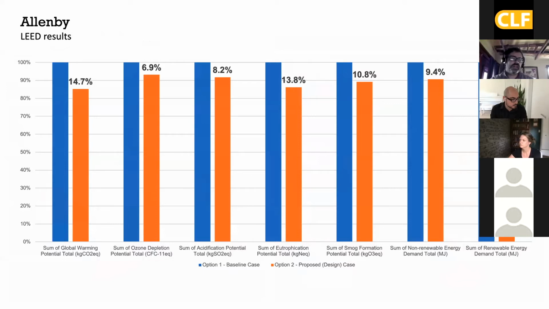This is ultimately what we achieved. We hit overall a 14.7% reduction in global warming potential. And again, the large majority of that is based on the concrete and the structure.